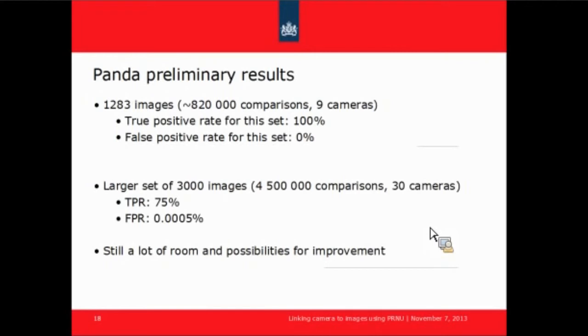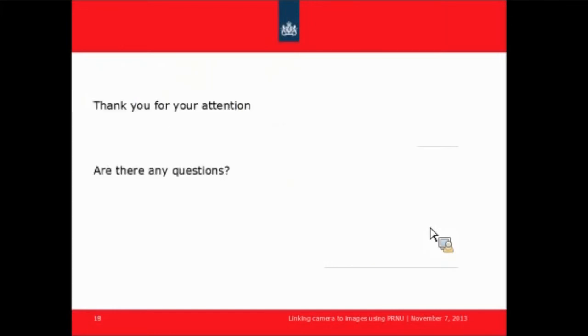Then we tried a larger set with different cameras. In total we had 30 cameras, which means 4.5 million comparisons. Here it says the true positive rate is 75%, but since yesterday we managed to get it up to 96% true positive rate and a 0% false positive rate. But there is still some room for improvement, and we're going to work on that in the next years.